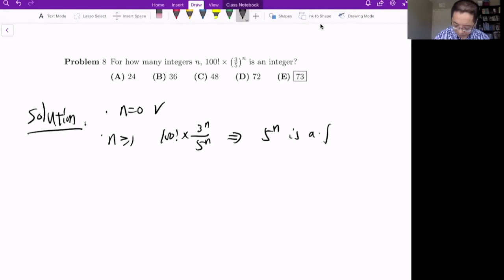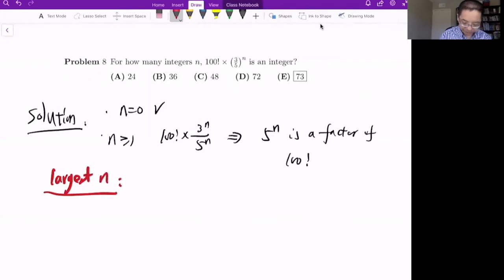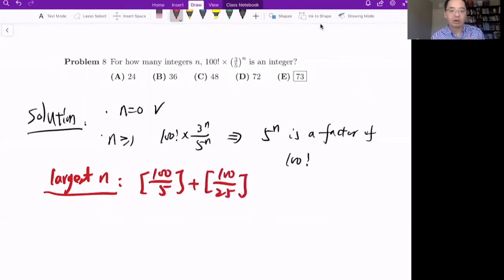This is a factor of 100 factorial, right? So we are looking for all the possible n such that 5 to the power n is a factor of 100 factorial. We need to look for the largest such n. When it involves a factorial, we have a formula to do that. The formula is 100 divided by 5, plus 100 divided by 25. In general, you also need to look at 5 cubed and 5 to the power 4, but 5 cubed already exceeds 100, so we don't need to consider that.